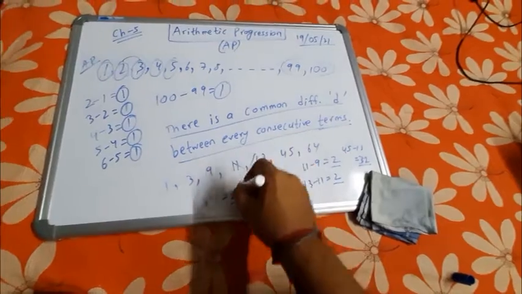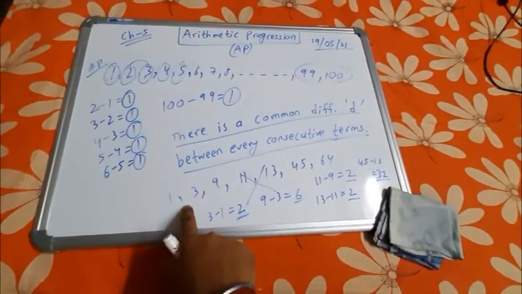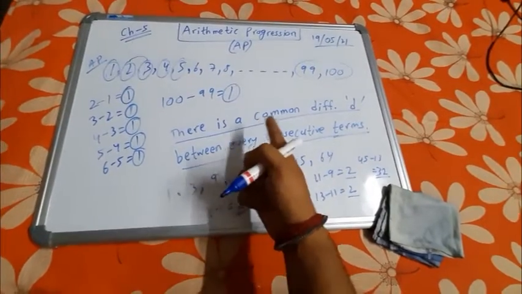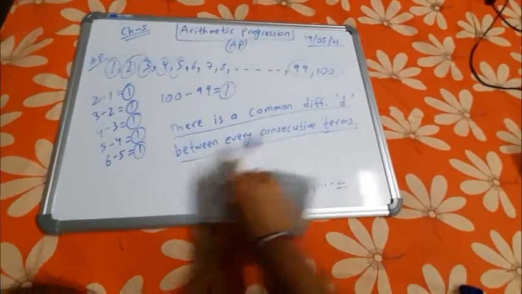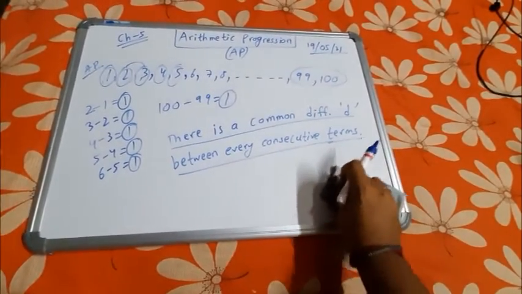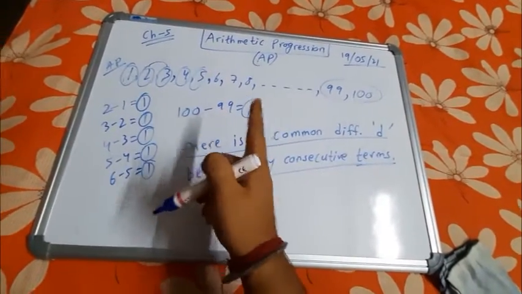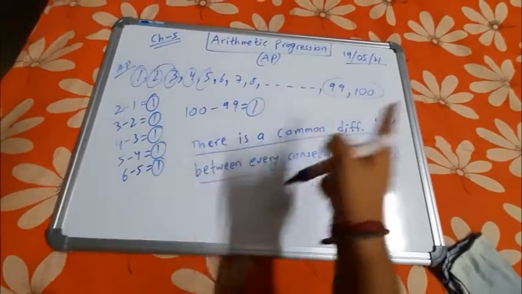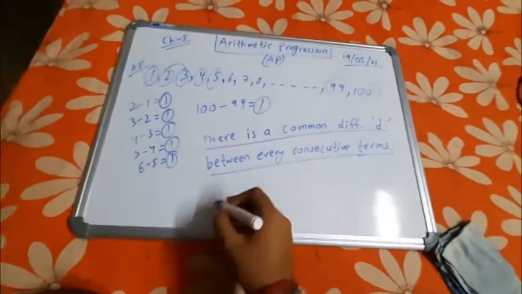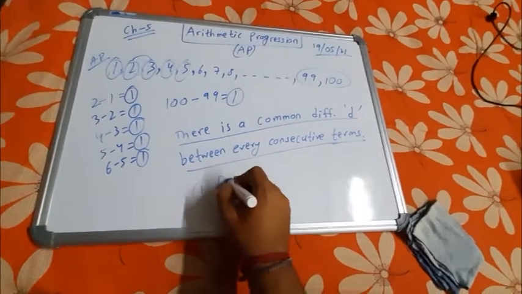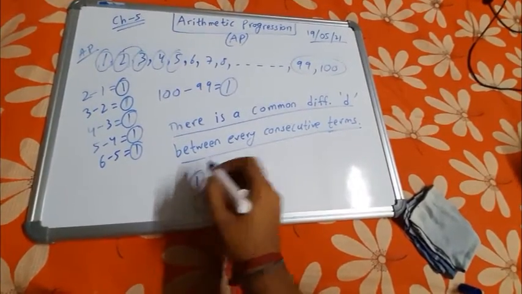We can't call this an AP because the difference between consecutive terms is not common. That means we don't have a common difference, so it's not an AP, because it's not obeying the principle of an AP. The principle of AP is that there must be a common difference between all the consecutive terms of the series. There may be a finite series or an infinite series. So number one, AP can be finite. Number two, AP can be infinite.